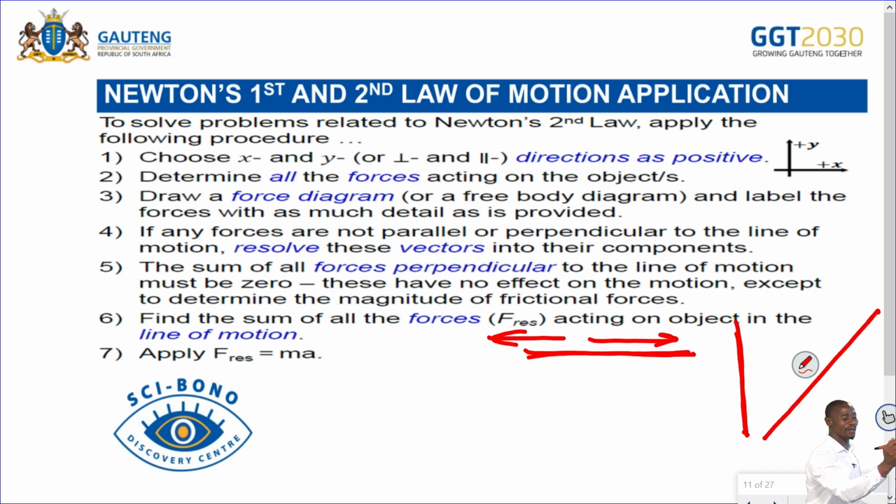When it comes to an incline, there are forces acting parallel to the plane. That is the F net that you are supposed to focus on. Then the forces perpendicular to the plane, their net force will be what? 0 newtons. I hope you are following.